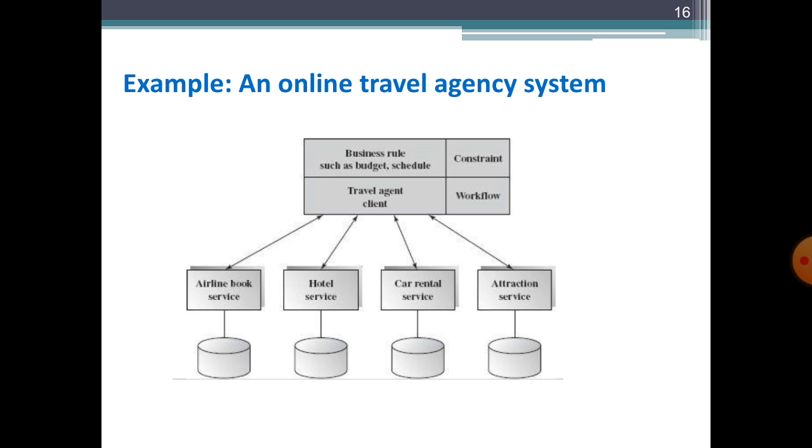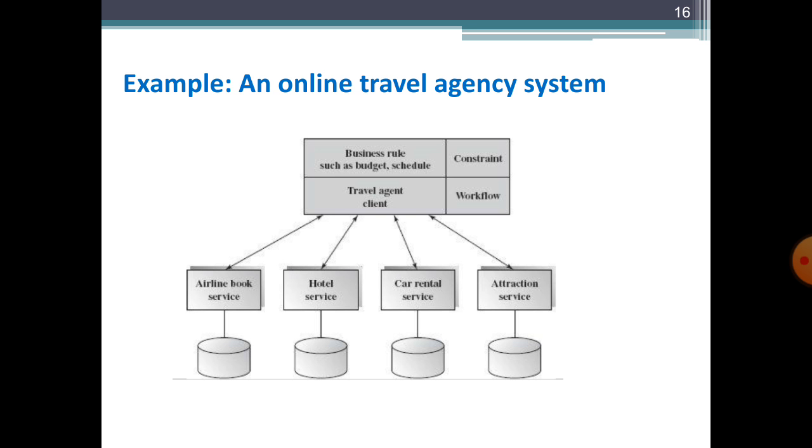So this service oriented architecture basically consists of 4 existing web services, like if you see airline reservation, car rental, hotel services, like attraction or different kind of reservation services as well. So in this diagram you can see that all of these web services are independently being provided to a travel agent client. So it's also an example of service oriented architecture.